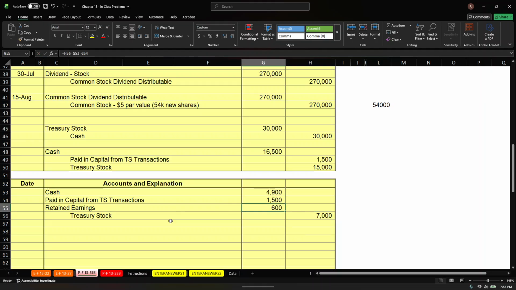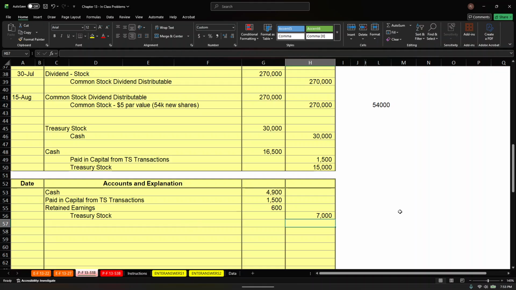Okay, so now our journal entry debits and credits balance. We fully zeroed out this account. We lost back all of the money that we gained from the first sales transaction, plus a little more, which we see in this retained earnings debit.